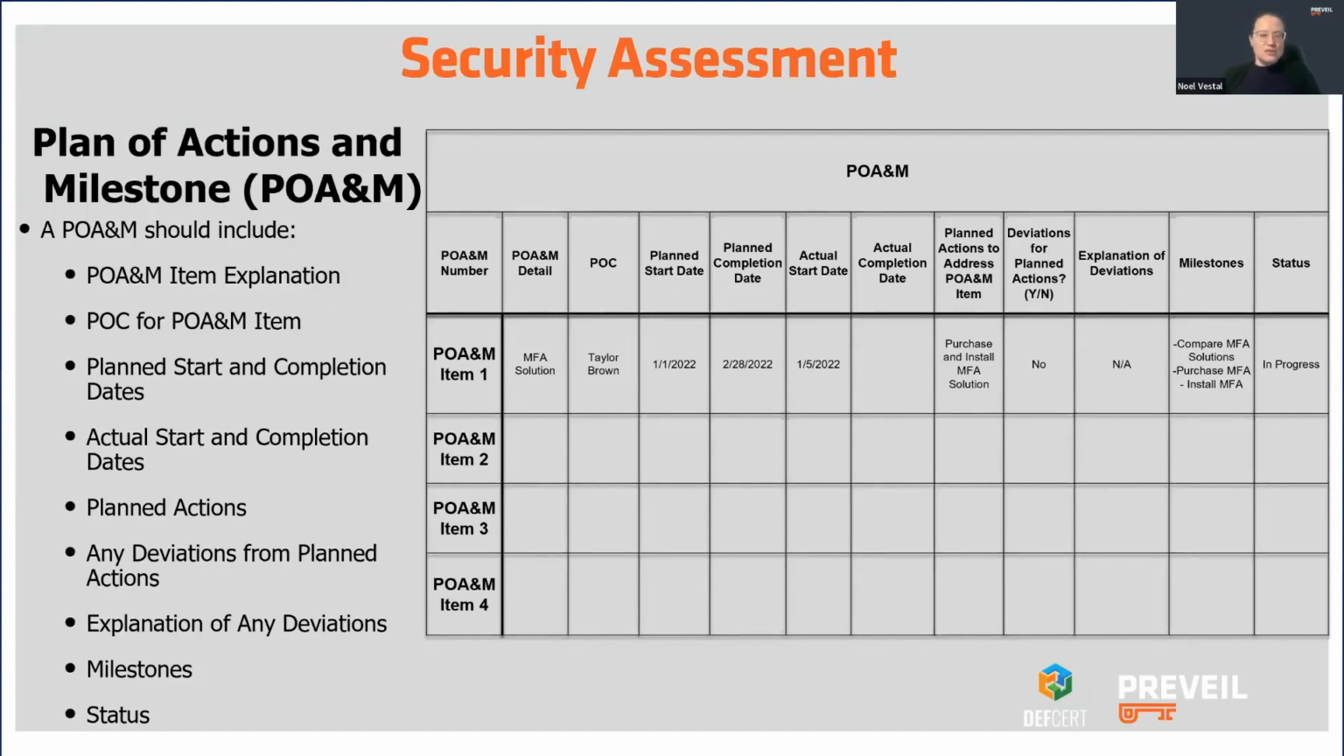A couple of the milestones in this case are, well, we've talked to 3 different companies about MFA. Here's the information we've gathered about them. We've done an assessment as to which one we think is the best. Now we're talking to those people. Okay, now, a couple of days later or weeks later, we're doing the installation. Those are milestones that you would want to have.